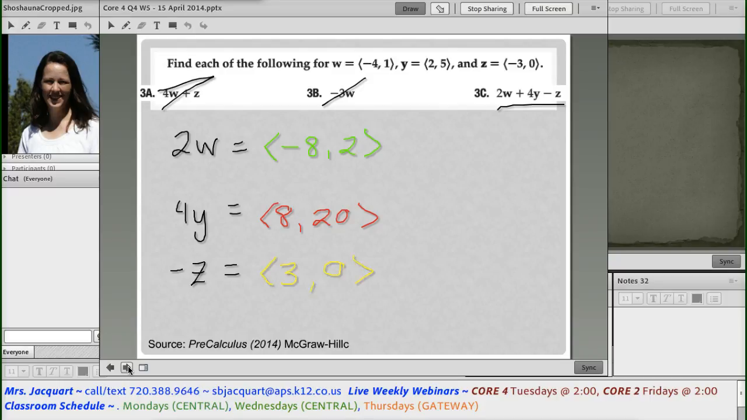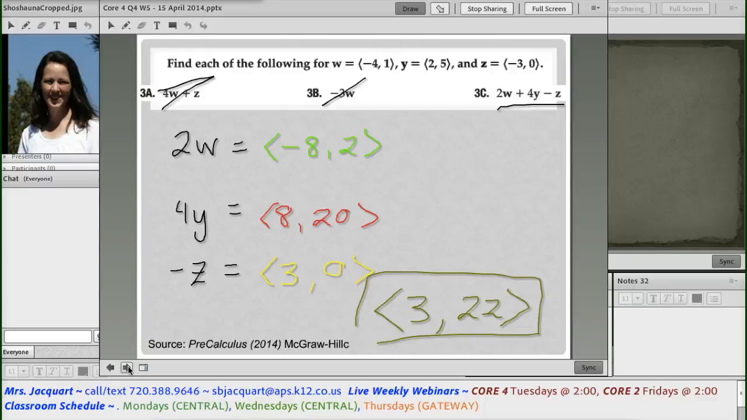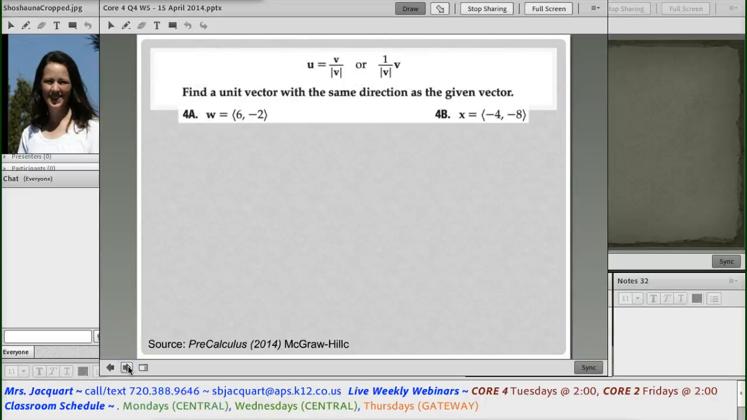And final answer, we'll do olive color. It's an olive color. Just add them all up. So negative 8, 8, 3 is 3. 22 and 0 is 22. It's my resultant vector. Kind of cool. I like this stuff, by the way. It's fun. This one's kind of the hardest. Oh, there's other harder ones, but it's the hardest one I'm doing in a webinar.